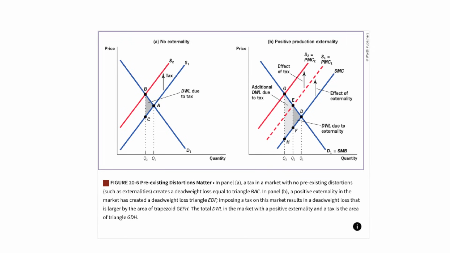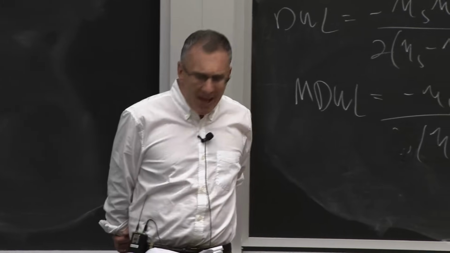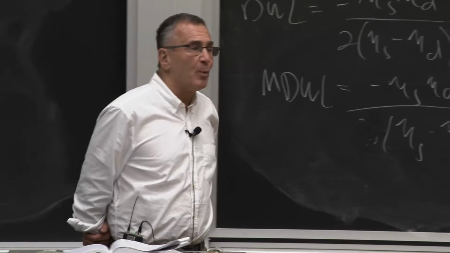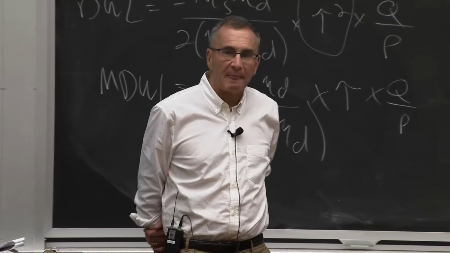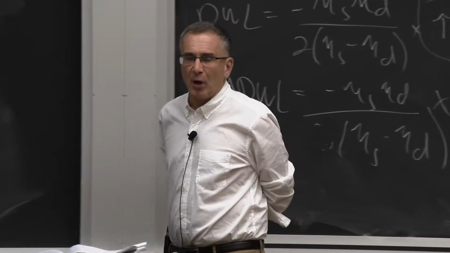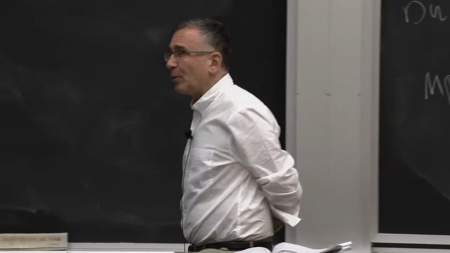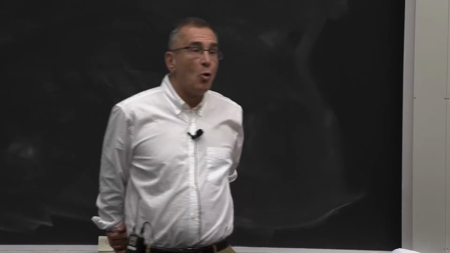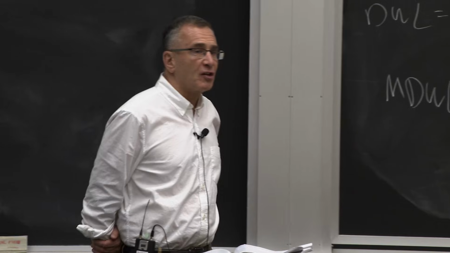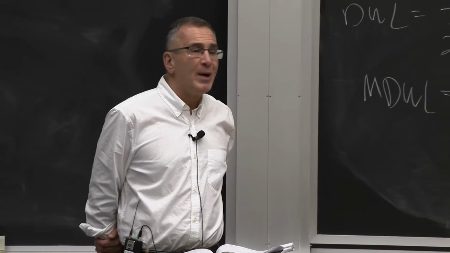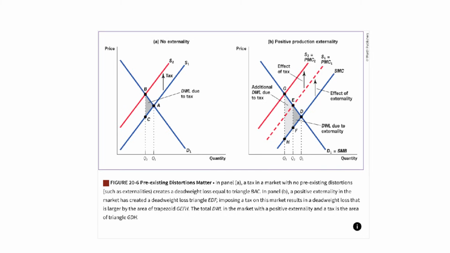On the left-hand side is a tax in a perfectly competitive market. In this perfectly competitive market, we tax and we lower the quantity from Q1 to Q2, and we create a deadweight loss triangle ABC. Now imagine a market with a positive production externality, or alternatively it could have been market power, either way. The implication of a positive production externality is what? That we're already underproducing. The outcome was Q1.